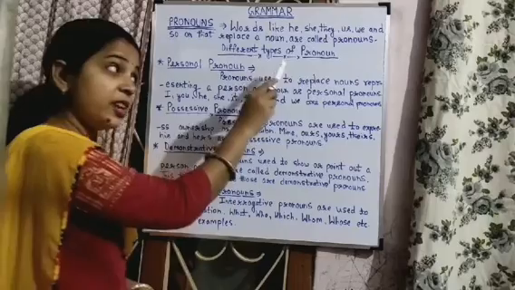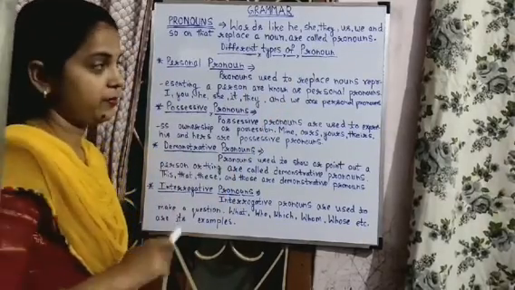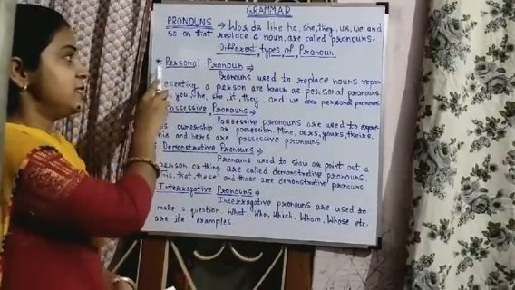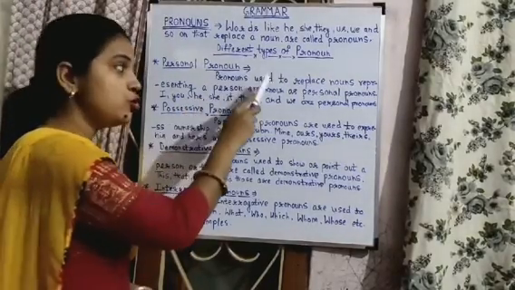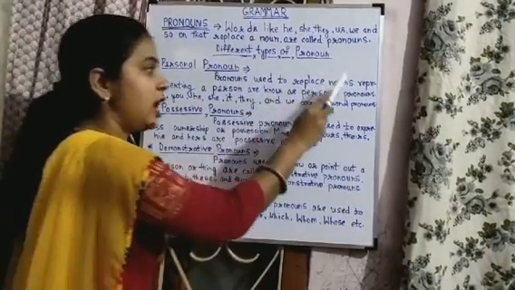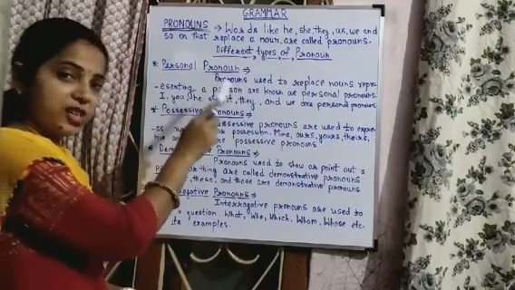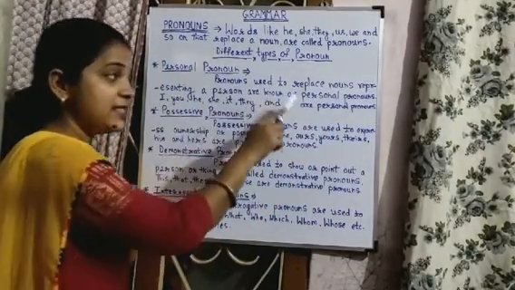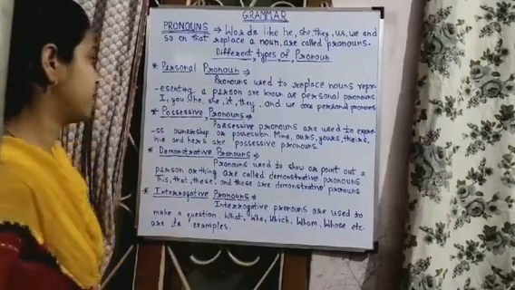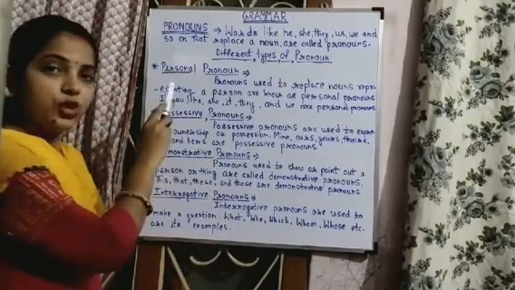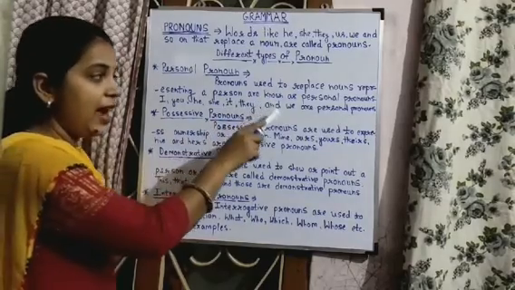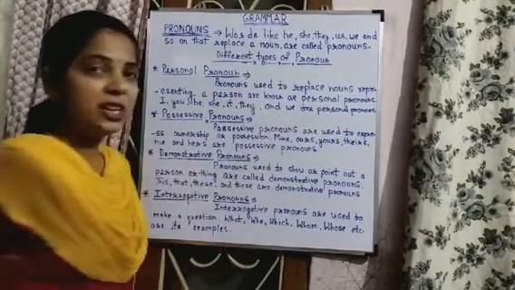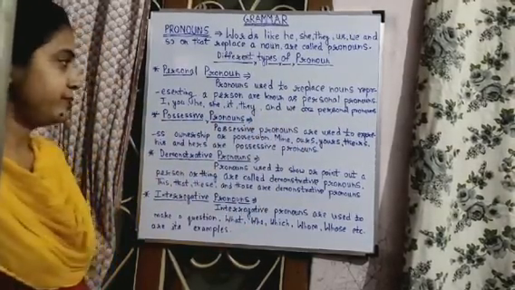There are different types of pronoun. First is personal pronoun. Pronouns used to replace nouns representing a person are known as personal pronouns. I, you, he, she, it, they and we are personal pronouns.